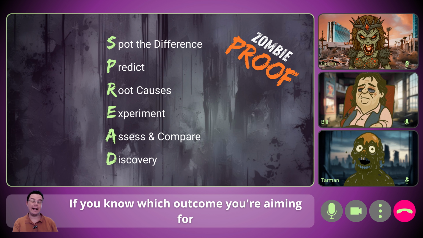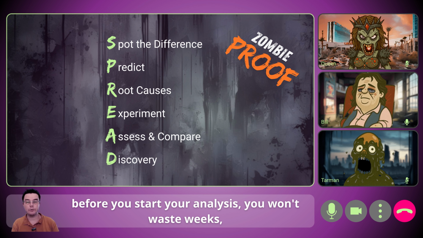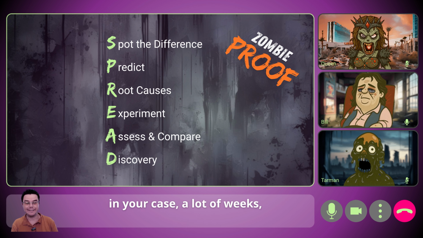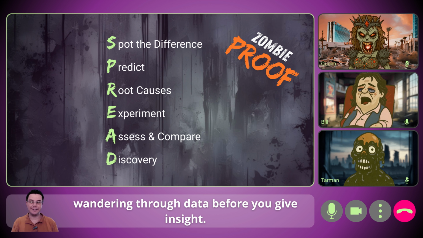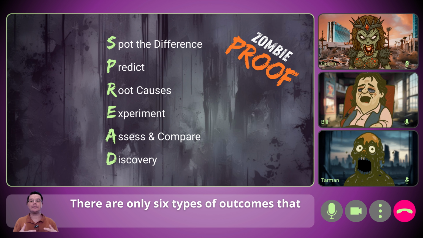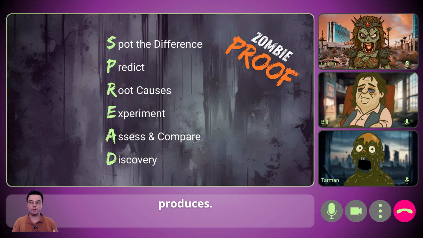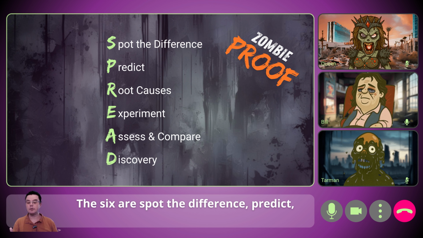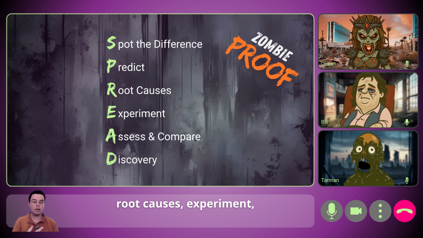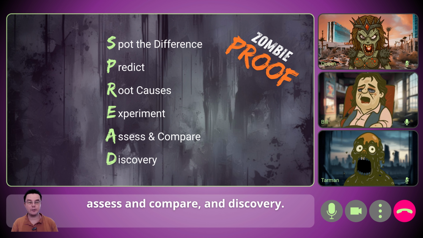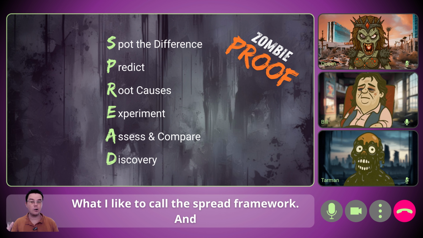If you know which outcome you're aiming for before you start your analysis, you won't waste weeks, in your case, a lot of weeks, wandering through data before you give insight. There are only 6 types of outcomes that any good analysis produces. The 6 are: spot the difference, predict, root causes, experiment, assess and compare, and discovery. What I like to call the SPREAD framework.